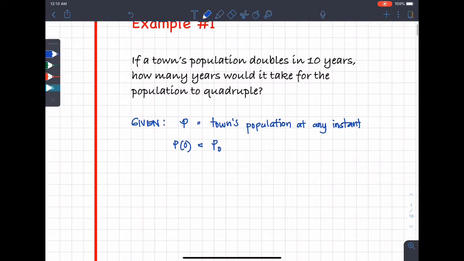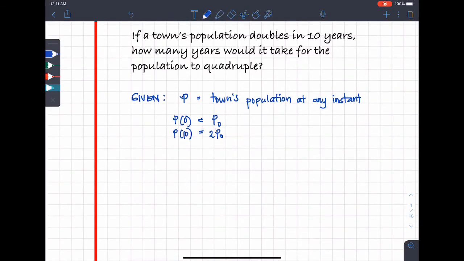However, the given problem states that the town's population doubles in 10 years, so that means after 10 years from our initial time, that is P of 10. What happens to the population? It doubles. So if originally the population is P of 0, after 10 years it doubles, making it 2 P of 0. Our required then is to determine how many years it would take for the population to quadruple.